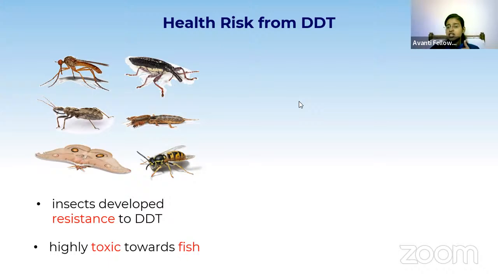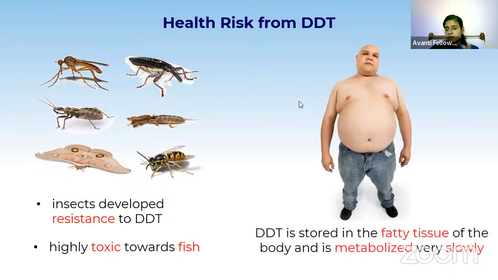As humans, we eat fish, right? The DDT which has been taken by the fish is stored inside the fish, and if we eat the fish, it will come and get stored inside the body, in the fatty tissue of the body. The metabolism takes place very slowly. So it is stored in the fatty tissue and metabolized very slowly, and it acts as a toxic substance. This is one of the health risks from DDT.